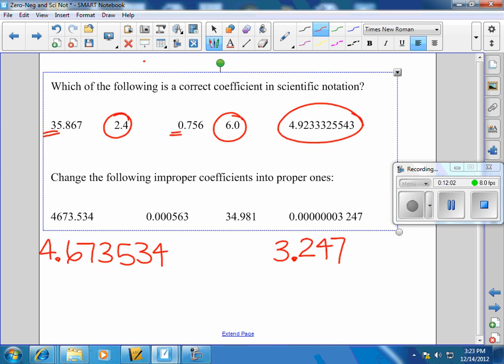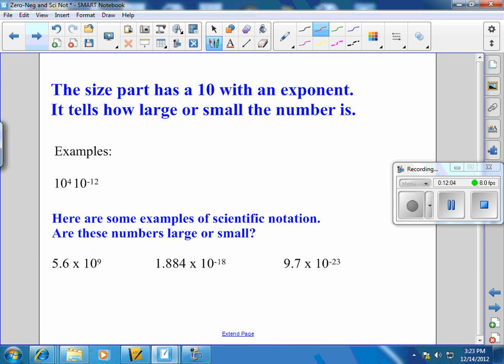So why do we need to know all this? So that we can do some scientific notation stuff. So the size part, we already talked about the digit part. The size part tells us how big or small the number is. So if you have a positive exponent number, you are going to have a big number. If you have a negative, you're going to have a small number. Remember, the positive means you're multiplying by 10, making it bigger. The negative means you're dividing by 10, or making it smaller.